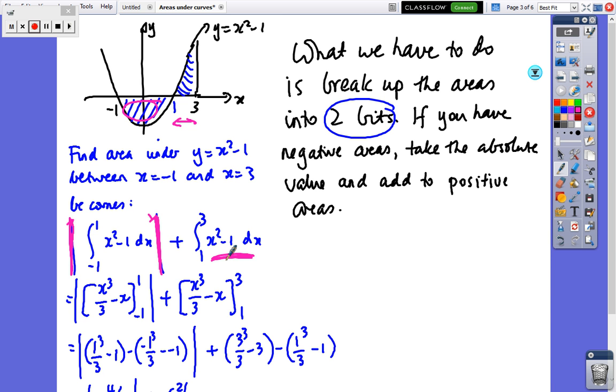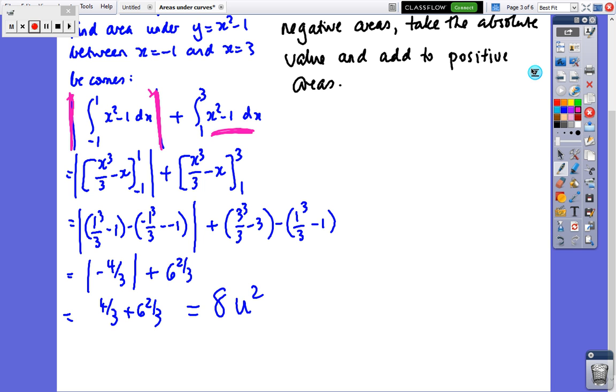Okay, so I've done the calculations and done all the substitutions, and just when you get down to here, you change minus 4/3 into positive 4/3 and then add it to 6 2/3. And so the area that we actually wanted was actually 8. Okay, so copy that down. You'll have plenty of practice. Come across to the next slide.